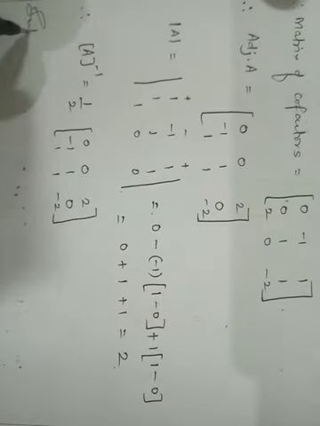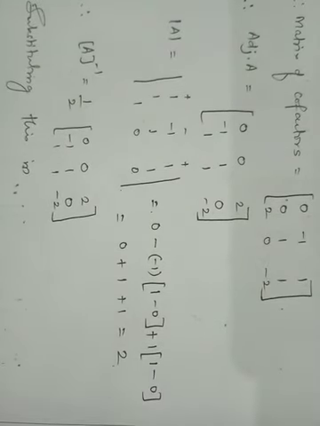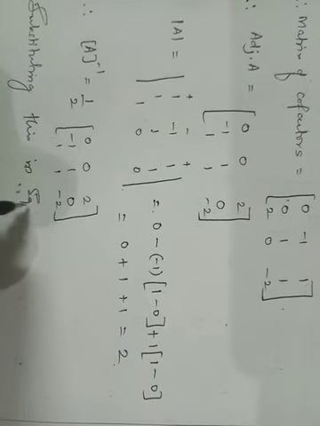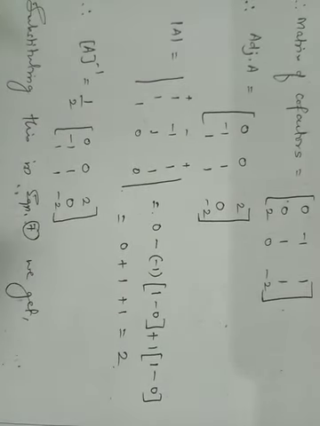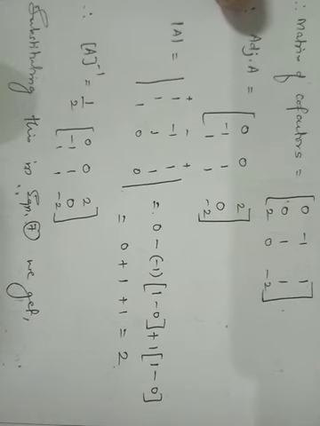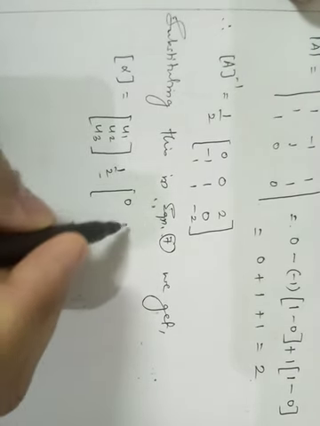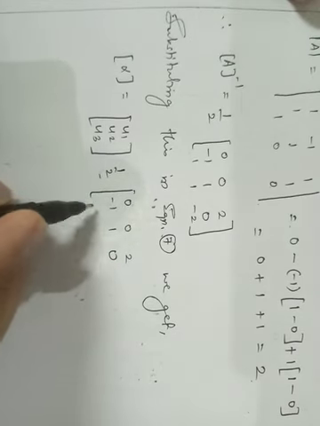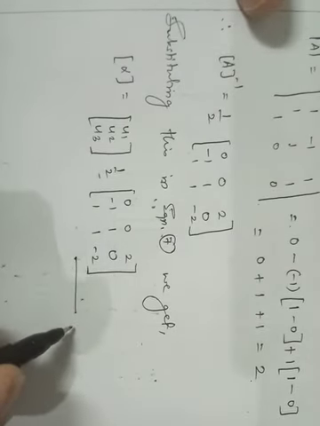Substituting this in equation 7, we get, okay, if you substitute this particular A inverse in equation 7, we get alpha is equal to u1 u2 u3 into 1 by 2 into [0 0 2; -1 1 0; 1 1 -2]. Right, so this you can take as equation number 8.